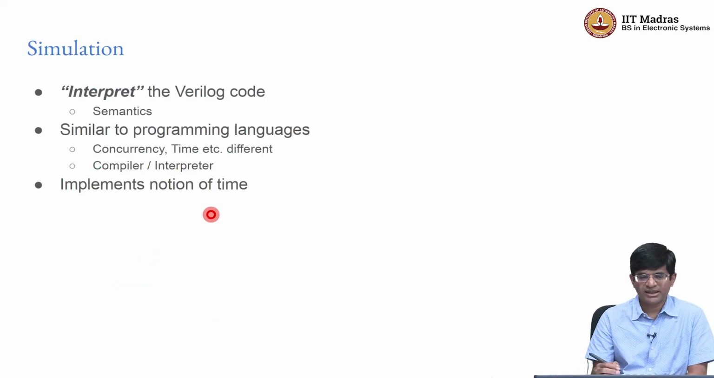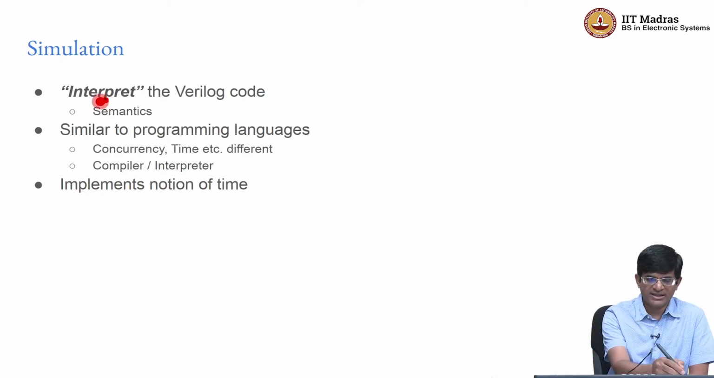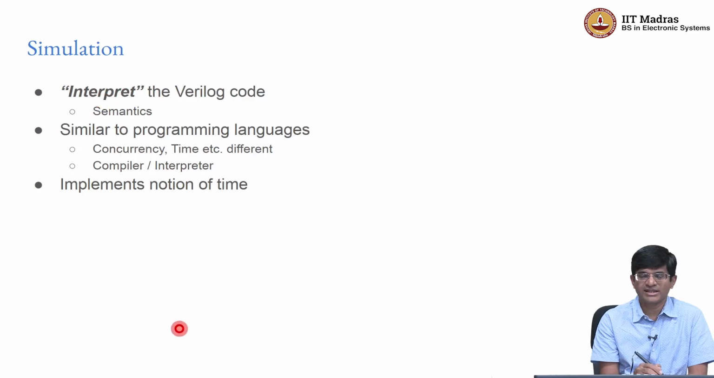So with all of this in mind, essentially what the Verilog code does is it helps us to model it. But in order to actually see whether it's working the way that we expect, we need to be able to simulate this code or to interpret the Verilog code. This is essentially where the semantics of this language comes in, right. This is very similar to the idea of other programming languages.